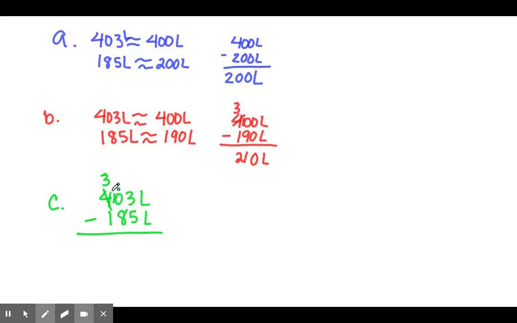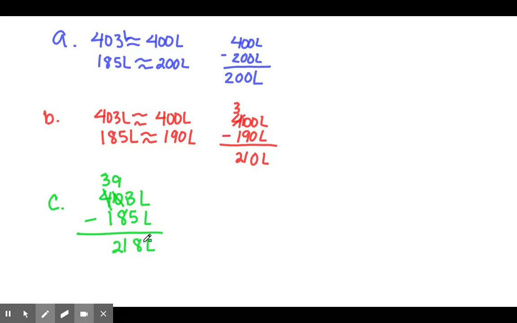So I'm going to borrow from my tens place. That leaves me with 9. And I'm going to move a 10 over here with my 3 ones. And 10 plus 3 is 13. So now I have 13 subtract 5, which is 8. 9 subtract 8, which is 1. And 3 subtract 1, which is 2. And our unit is liters. So the actual amount of liters left in the water tank is 218 liters.